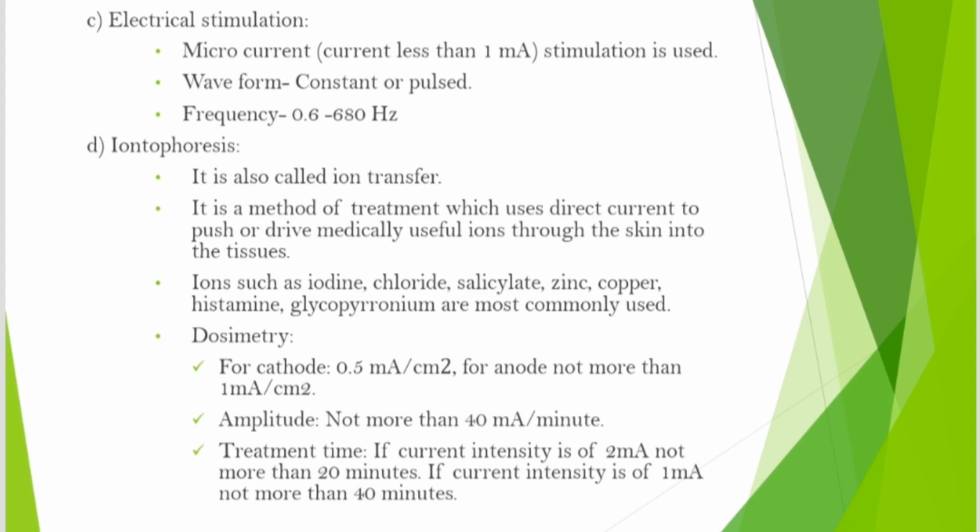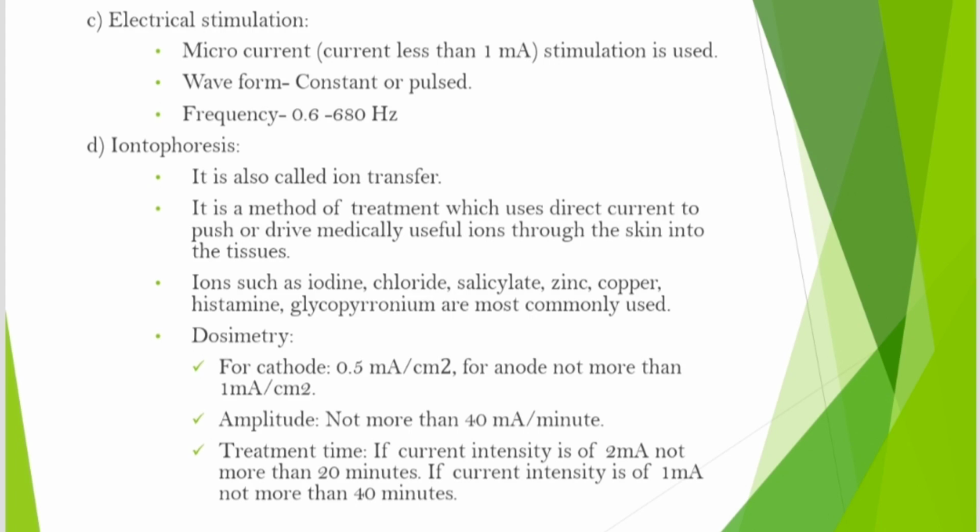As we all know, same charges repel each other. Ions such as iodine, chloride, and salicylate are negative, so they will be placed under the cathode, as the cathode is negative. Zinc, copper, histamine, and glycopyrronium are positive ions, so they will be placed under the anode, as the anode is positive. Now dosimetry: for the cathode 0.5 milliampere per centimeter square, and for the anode not more than 1 milliampere per centimeter square. Amplitude not more than 40 milliampere per minute.